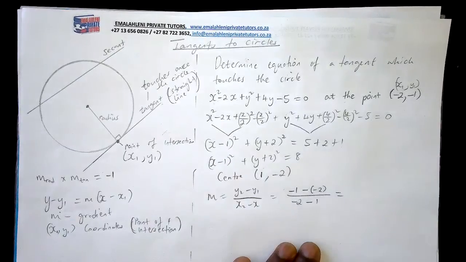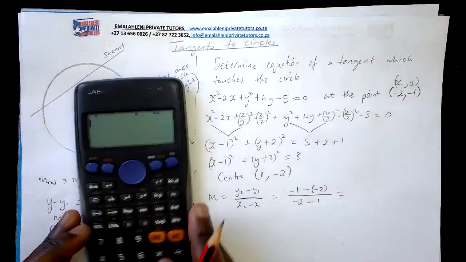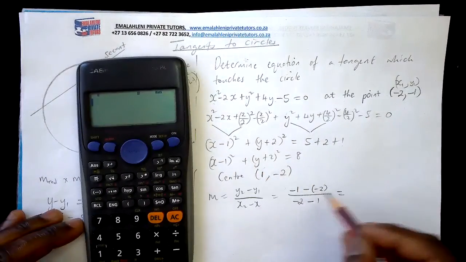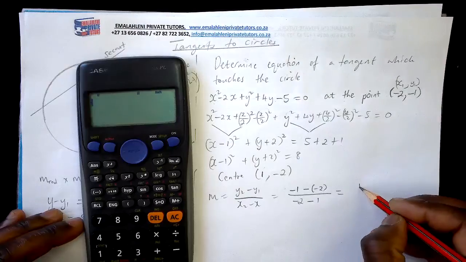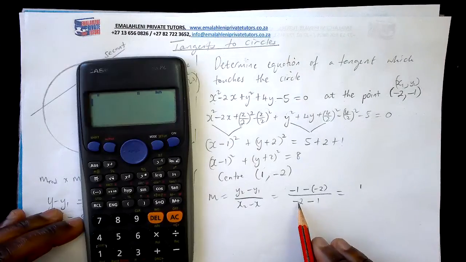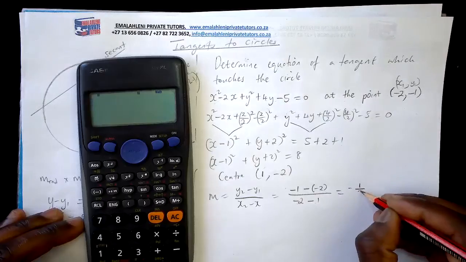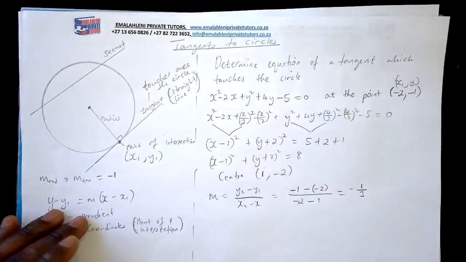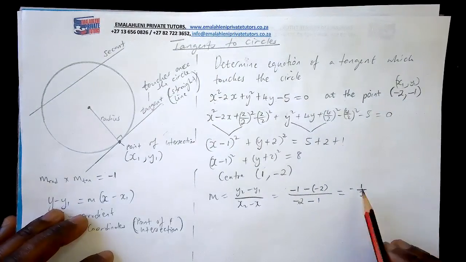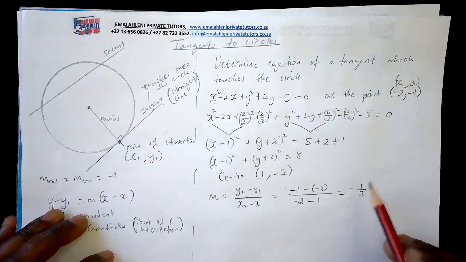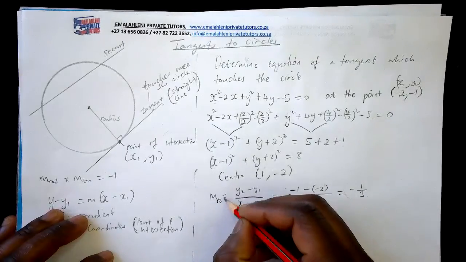Now, what do we get there? We get our gradient as what? As negative 1 plus 2, we get 1. Then negative 2, negative 1, we get negative 3. So it's going to be negative 1 over 3. So this is the gradient of the radius. So this one is m rad.